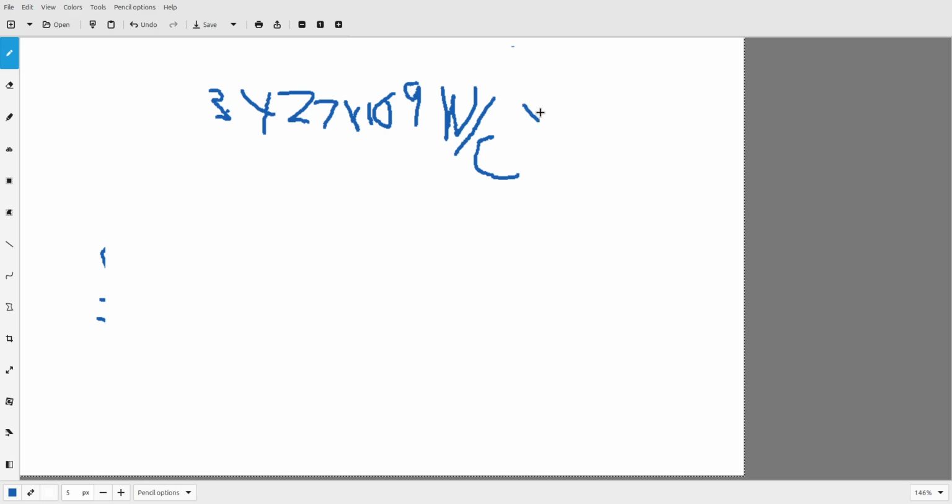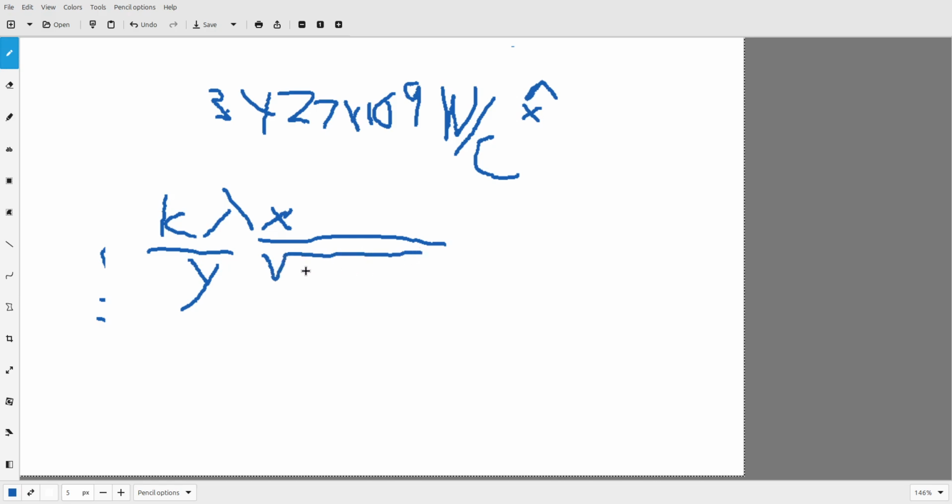That's going to be in the x hat direction. Now, to find the y hat direction, it's going to be k lambda x over y, all over the square root of x squared plus y squared.